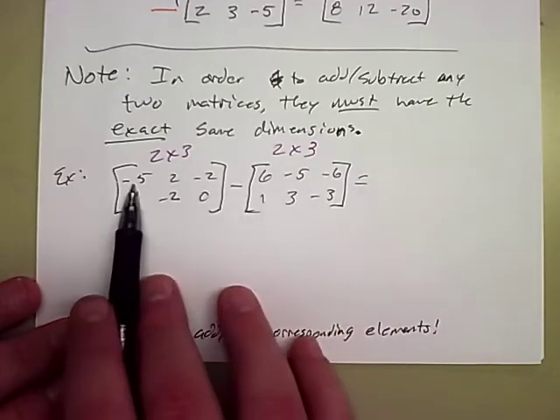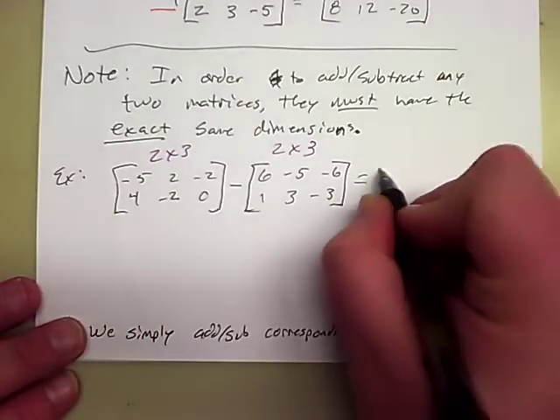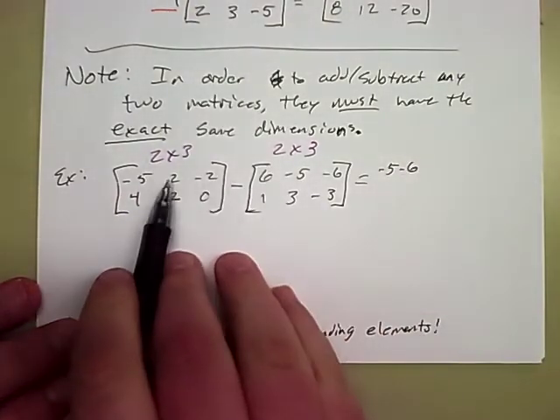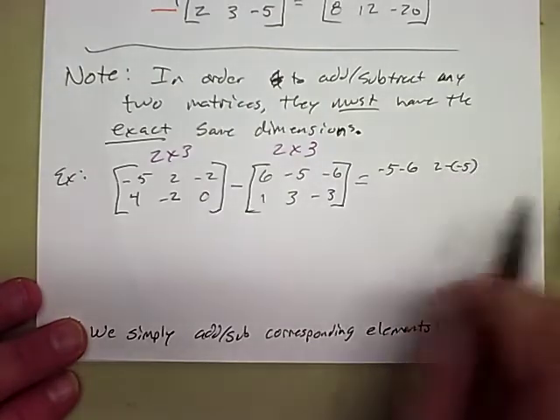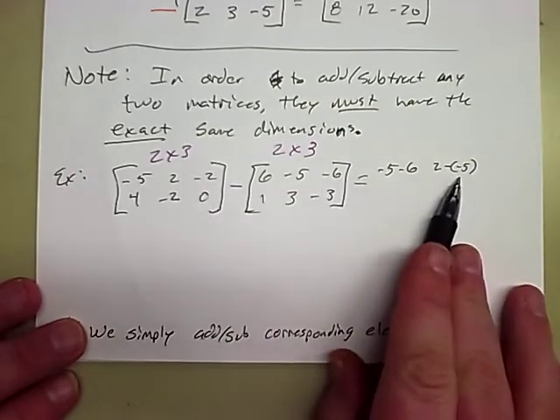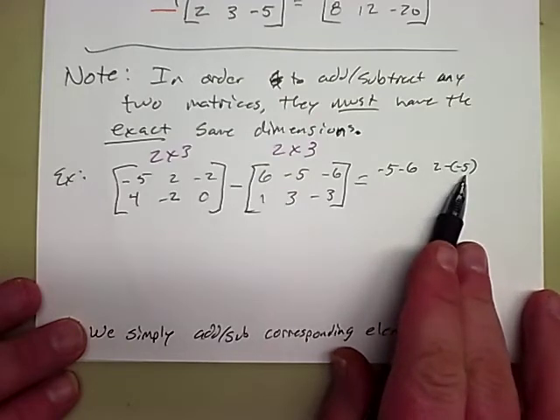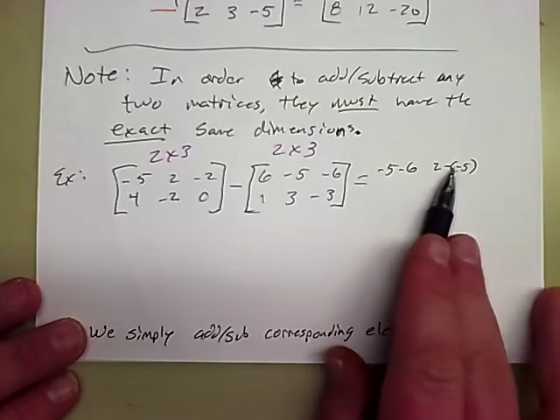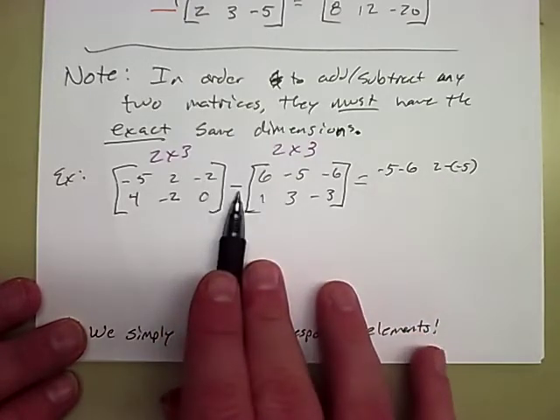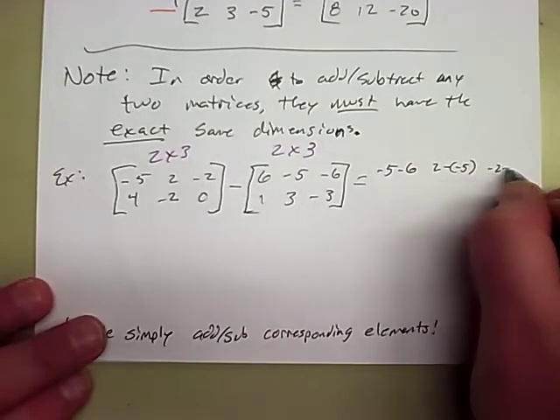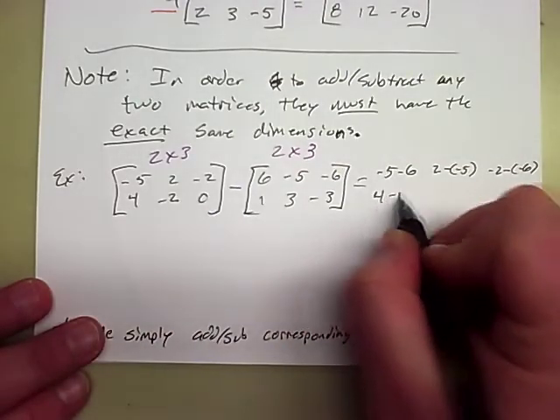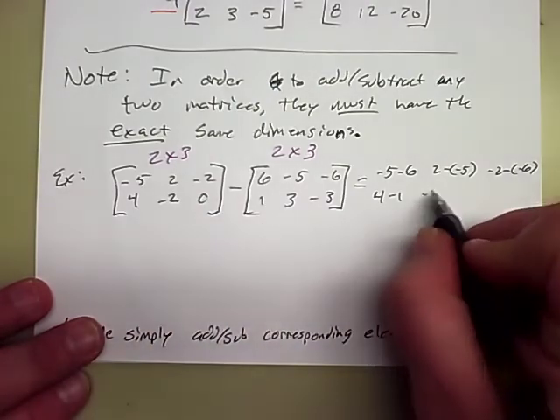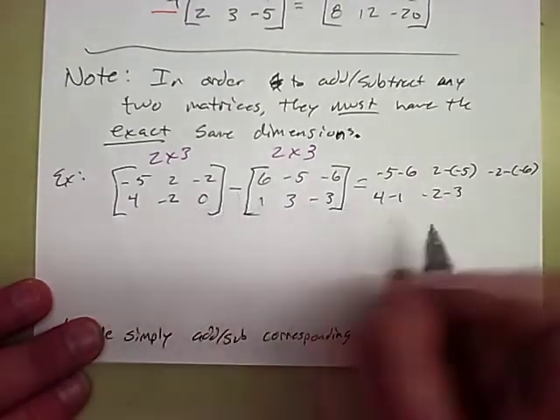Right? So my first one is negative 5 minus 6. So I'm going to write negative 5 minus 6. 2 minus negative 5. And notice how when my second number is negative, I put it in parentheses. All right? That is to make sure that I know to change the signs here. Negative 2 minus negative 6. So I have negative 2 minus negative 6. 4 minus 1. Negative 2 minus 3. And 0 minus negative 3.